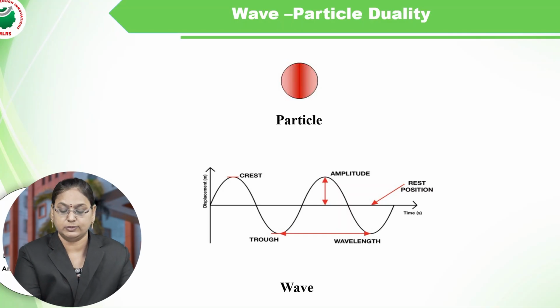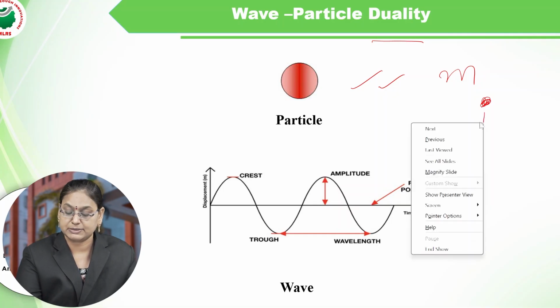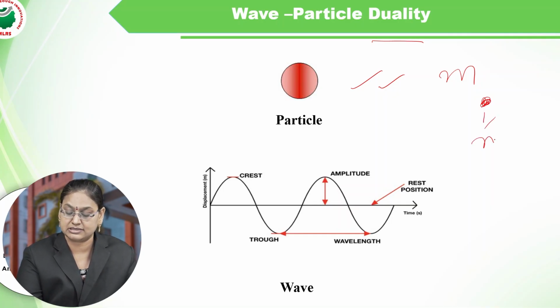Wave particle duality. Before going to understand what is wave particle duality, first let us define what is a particle and a wave. So what is a particle? A particle is one which has mass and it is located at some definite position in space. So a particle is specified by mass, velocity, momentum and energy.